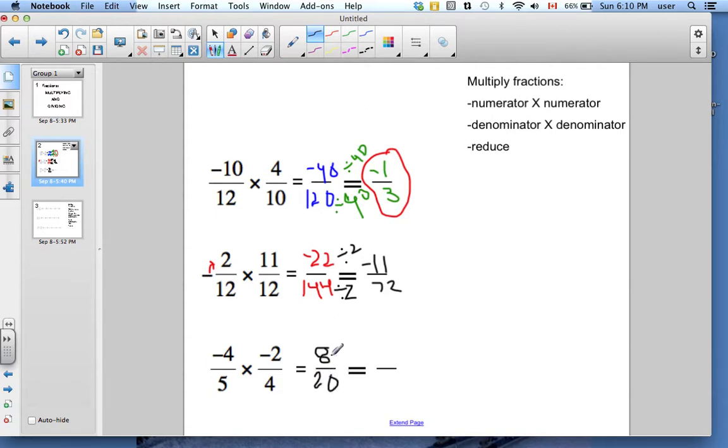Now you have to reduce. You're going to think of what 8 is divisible by that 20 is also divisible by. Here you can divide by 4. You're going to divide your numerator by 4 and your denominator also by 4. 8 divided by 4 gives us 2. 20 divided by 4 gives us 5. So now we're going to move to dividing fractions.